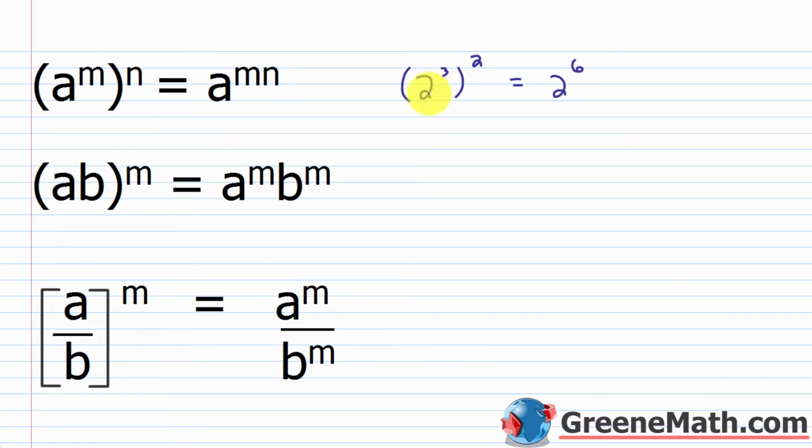You could prove that to yourself. 2 cubed is 8. If I had 8 and I squared it, I would get 64. Now 2 to the 6th power we know is 64. So either way, you can see that would be 64.